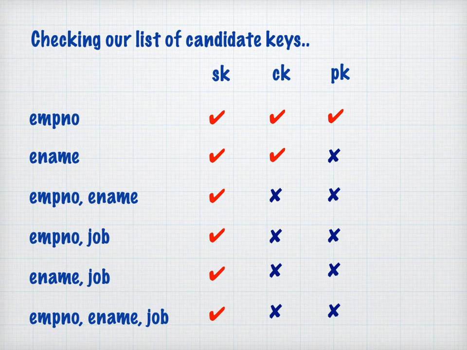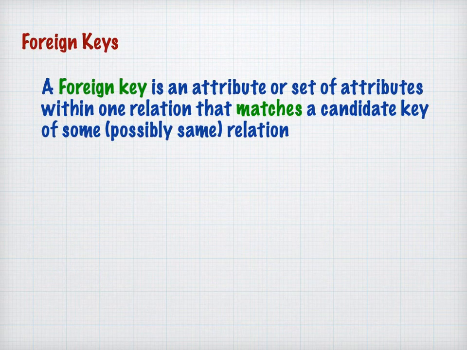So we would end up with something like that. That distillation from super key to candidate key to primary key. So we've done super keys, candidate keys, primary keys. There is a different kind of key, which is the foreign key. Here's the definition of a foreign key.